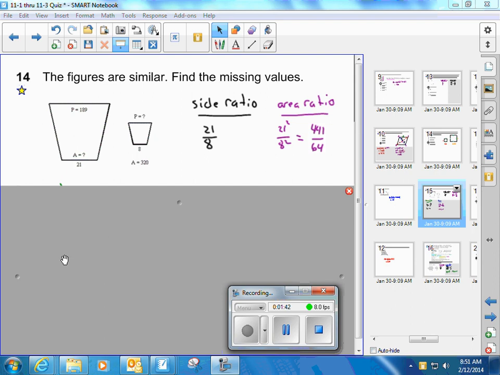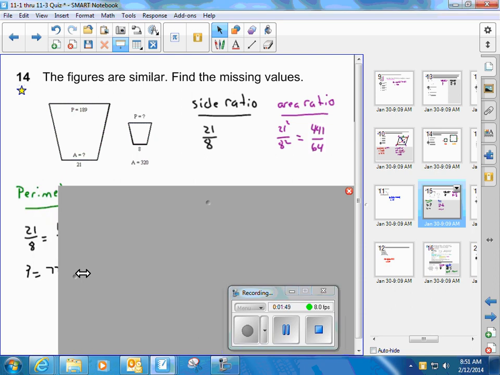So let's first look at finding the perimeter of the smaller trapezoid. Remember, the side length ratio is equal to the perimeter ratio. So I can set up my side length ratio 21 to 8 and set it equal to a ratio of perimeters. I have one perimeter, 189. Notice I'm building my ratio in the same order, large over small, large over small. And now I'm just looking for P, the value that goes here that makes this ratio equal to this one.